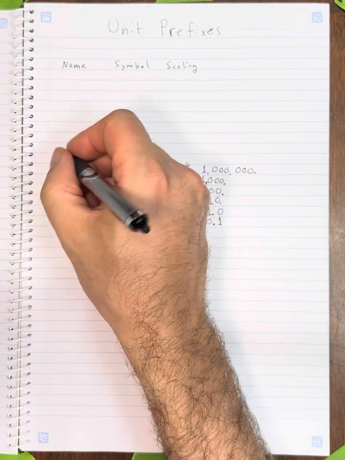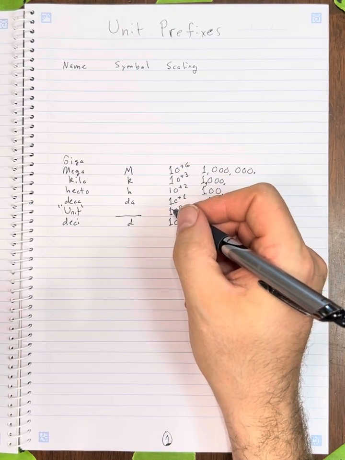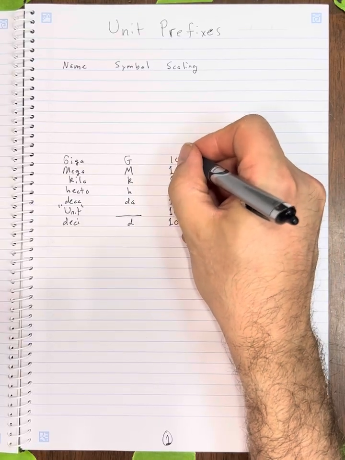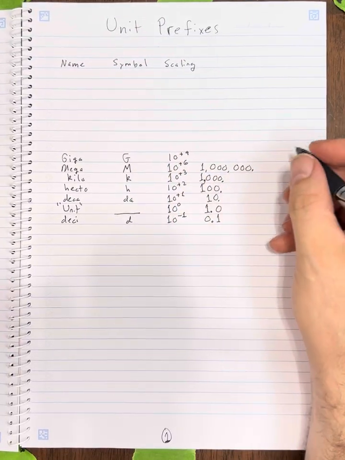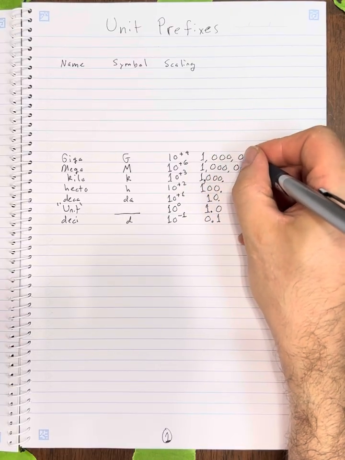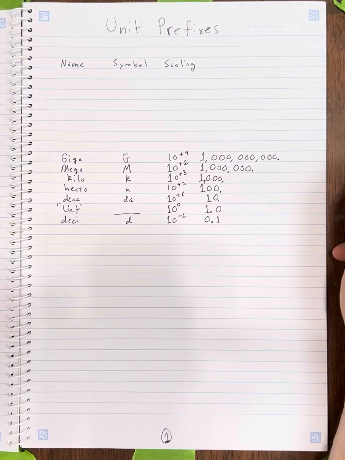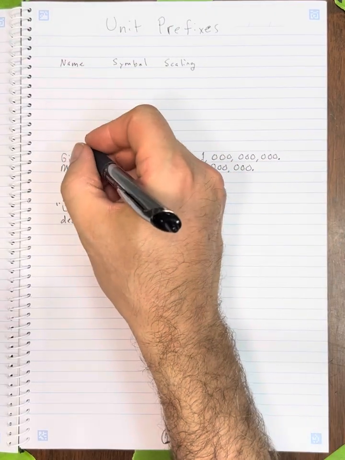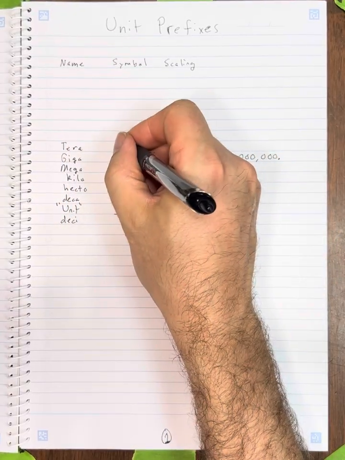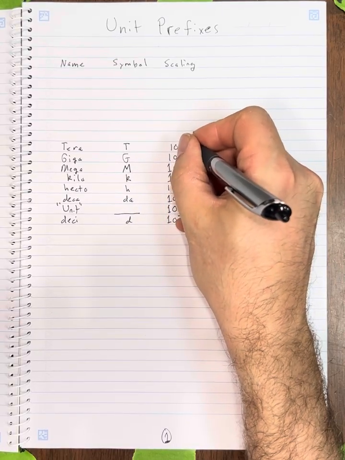So above mega, we've got giga. You might have gigahertz or gigabytes. So that's with a capital G. That's 10 to the plus 9, and that is going to be 1 with 9 zeros: 1, 2, 3, 4, 5, 6, 7, 8, 9, and a decimal point. So above giga is tera. If you've got a large hard drive, it might have a terabyte in it. So that's 10 to the plus 12.